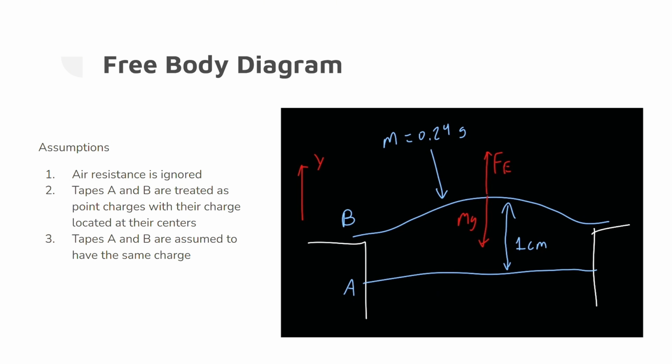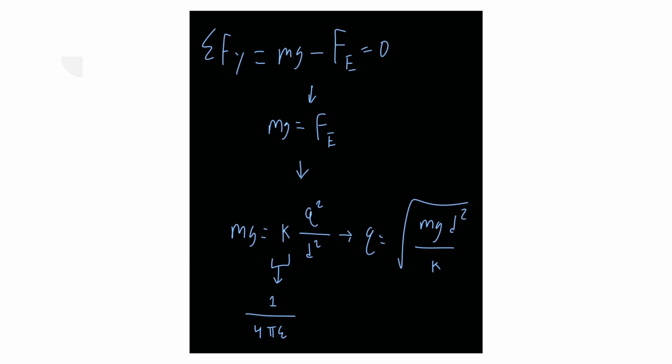So we set up this free body diagram, and then we use Newton's second law. Sum of forces equals mass times acceleration, but there's no acceleration, so we have the sum of forces equals mg minus the force due to the electric field equals 0, and then we just solve for Fe. And then on this bottom line here, Fe is equal to the equation shown in Coulomb's law. Then we need to solve for Q because we're looking to find the charge of the tape, and then we have this: Q is equal to the square root of mg d squared over k.